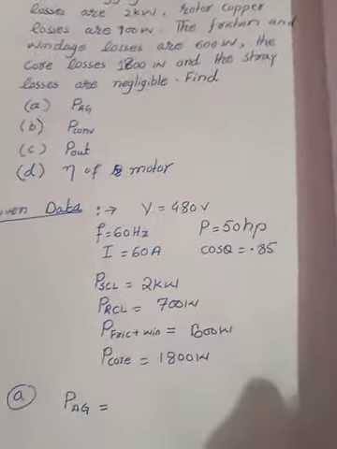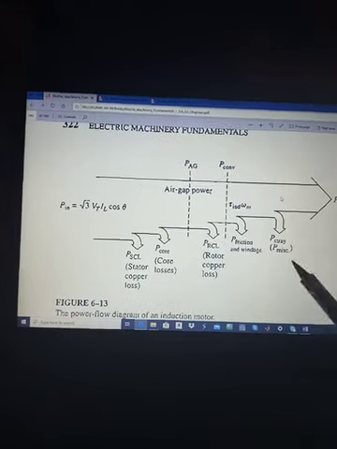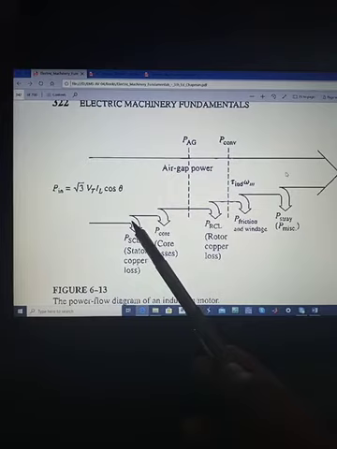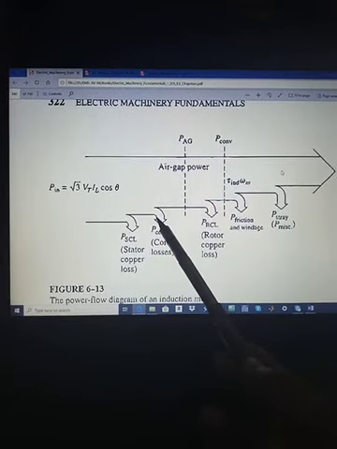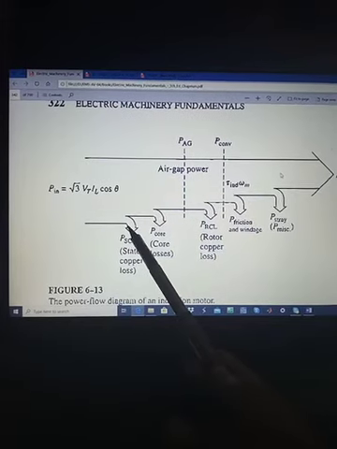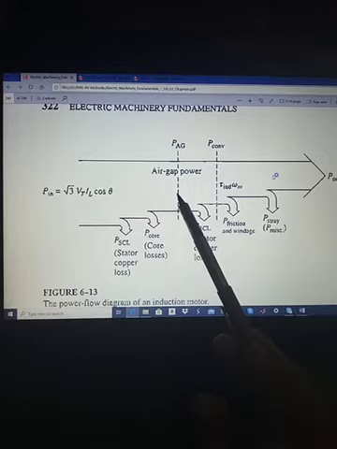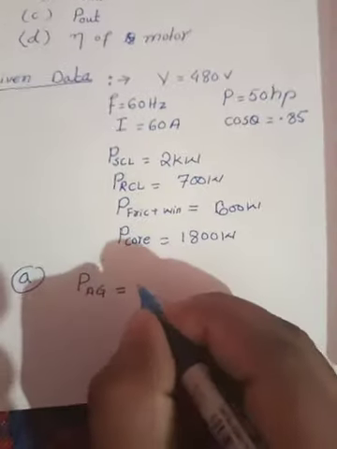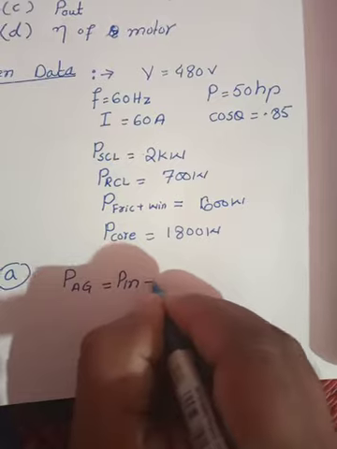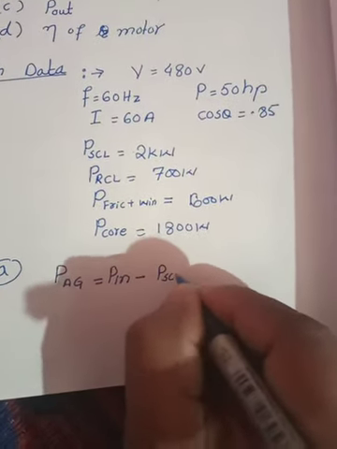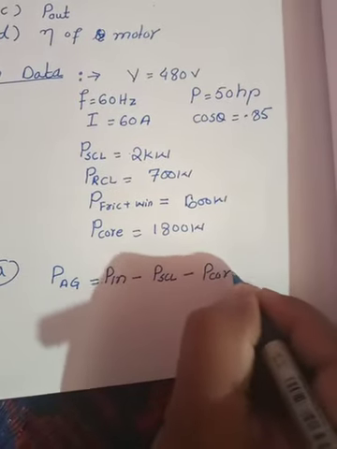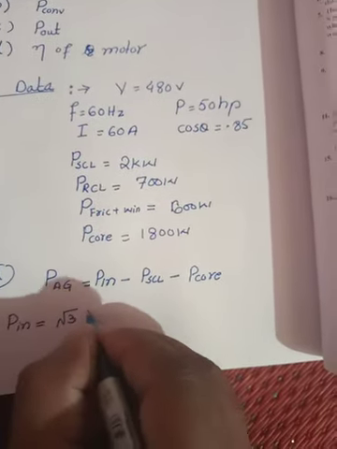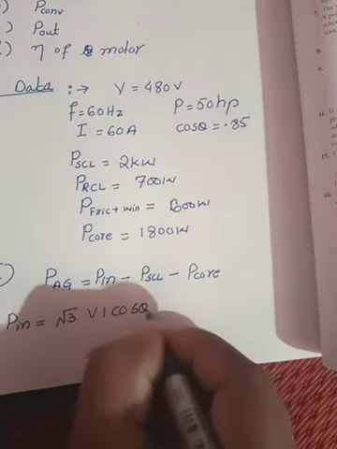So now refer to the power flow diagram. In the power flow diagram, you can see that the air gap power is the input power minus the stator copper losses minus the core losses. So if you subtract the stator copper losses and core losses from the input power, you will get the air gap power. The input power is root 3 times V I cos theta.